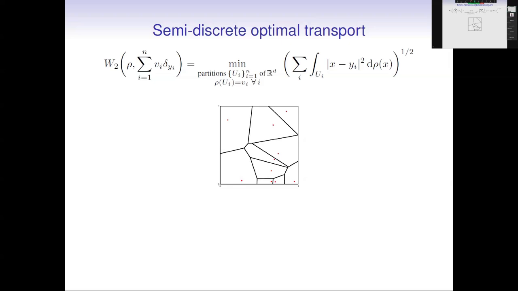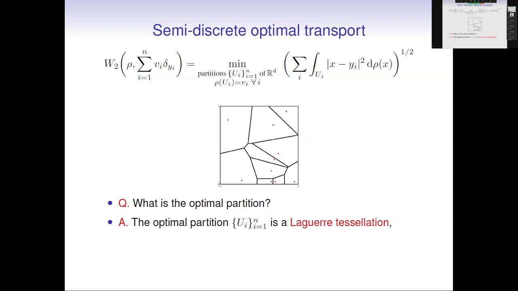And so you can minimize over all possible partitions, all Borel partitions, but it turns out the optimal partition is in fact a Laguerre tessellation. And so why is that? Well, if you're familiar with optimal transport, there's Brenier's theorem, which says the optimal transport map is the gradient of a convex function. But we can only transport to a finite number of places, so it's going to be a piecewise affine convex function, because the gradient can only take on these constant values.